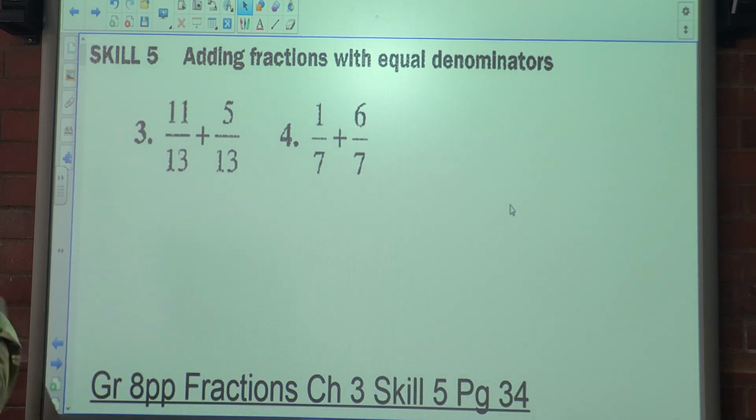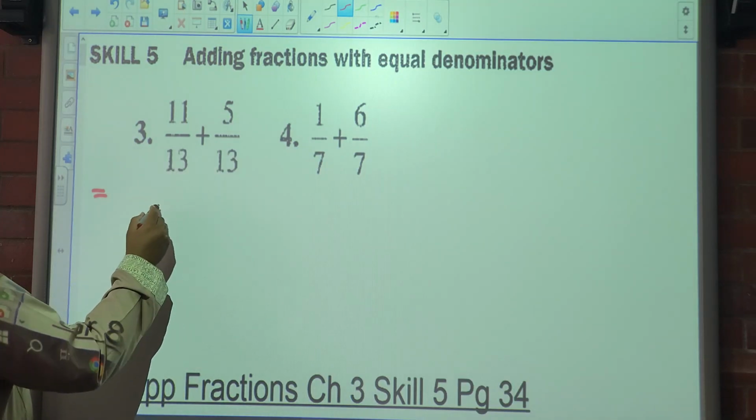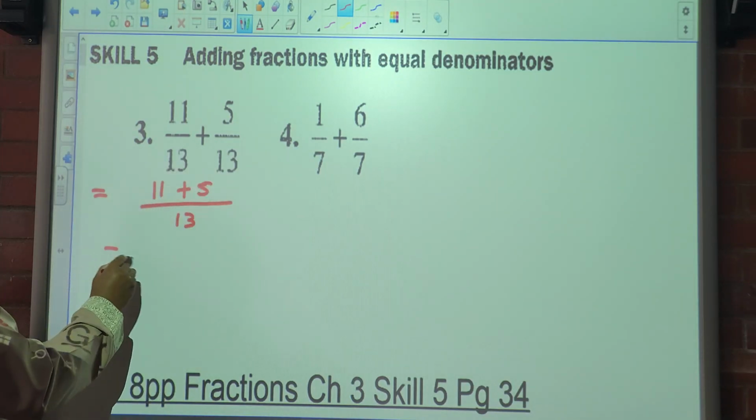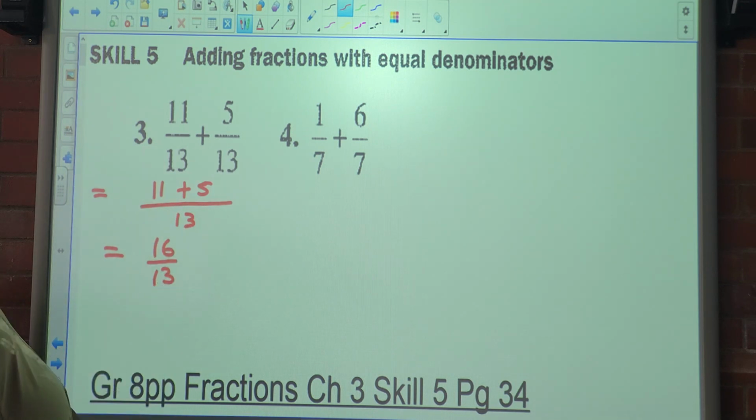Number 3. Are the denominators the same? Yes. It can be written as 11 plus 5. What's 11 plus 5? 16 over 13. Or 1 and 3 thirteenths.